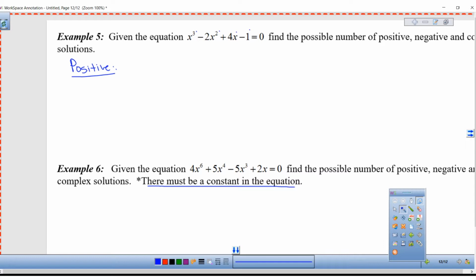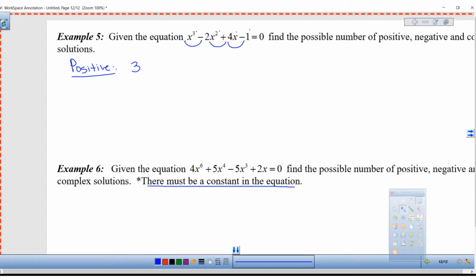Now you're going to count the number of sign changes. So this is a positive, and it goes to a negative, so the sign change is 1. Then you go from a negative to a positive, and there's another sign change. Then you go from a positive to a negative, and that gives you another sign change. So we have 3 sign changes, okay? So you're going to have 3 positive solutions.